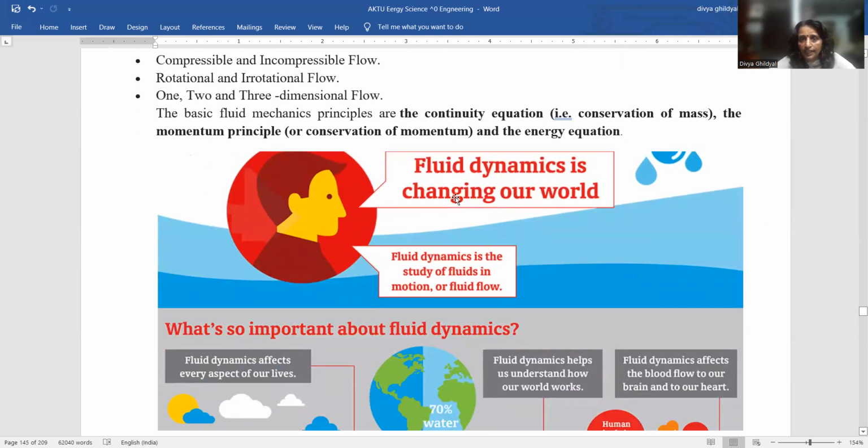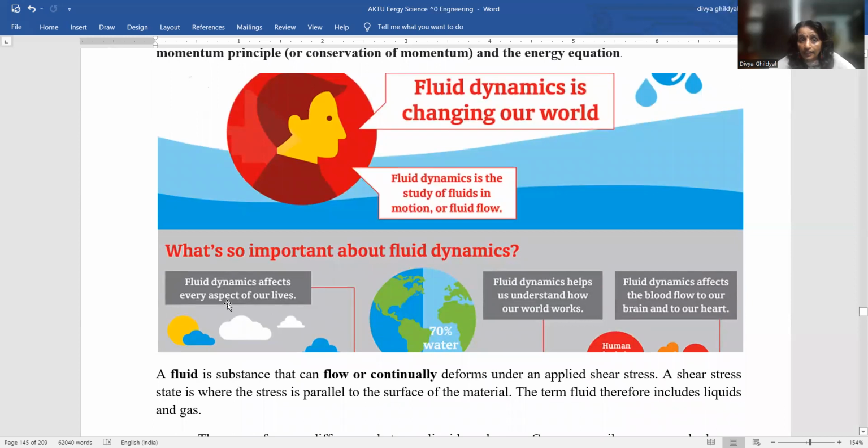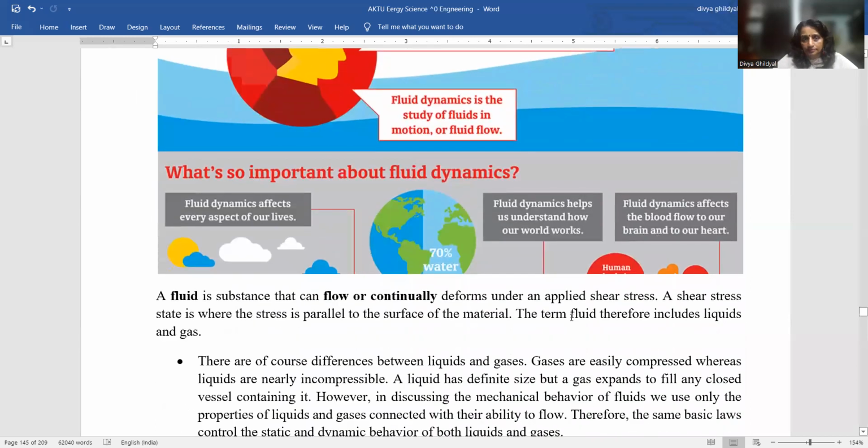Note that fluid dynamics is changing our world. It is going more and more into the research field, but the concepts have been lifted from physics: Bernoulli's theorem, conservation of mass, momentum principle. Fluid is affecting our daily lives, and the best part of choosing fluid is that it comprises 70% of the earth. So it makes us understand many more phenomena.